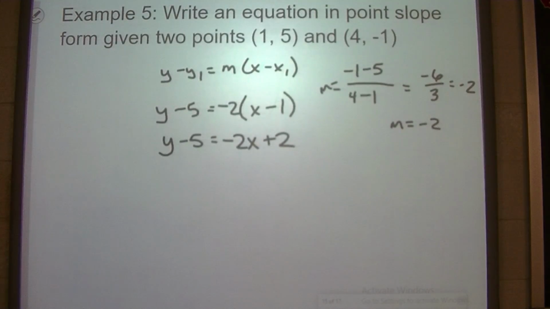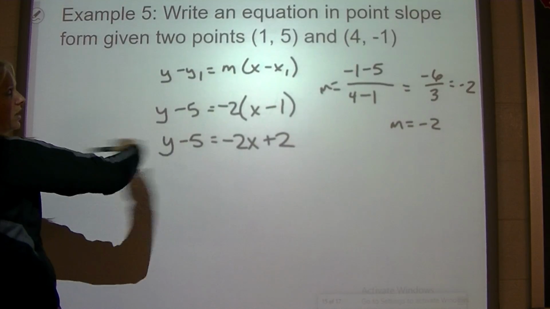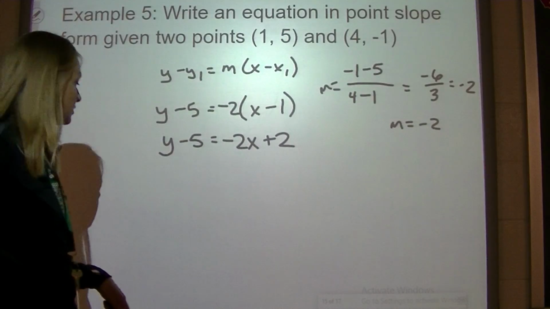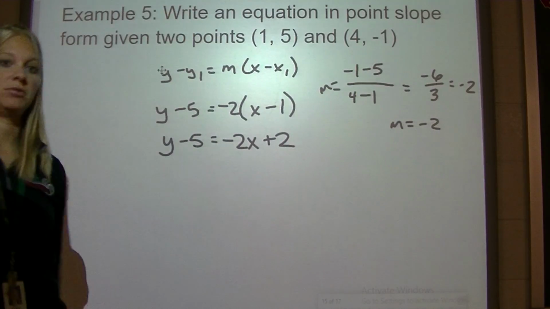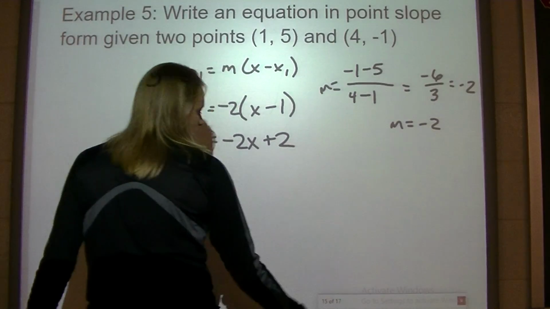Thank you. Distributing negative 2 gives us this. So this is your answer in point slope form. I know instinctively I want to add the 5, but no, you're not supposed to do that.